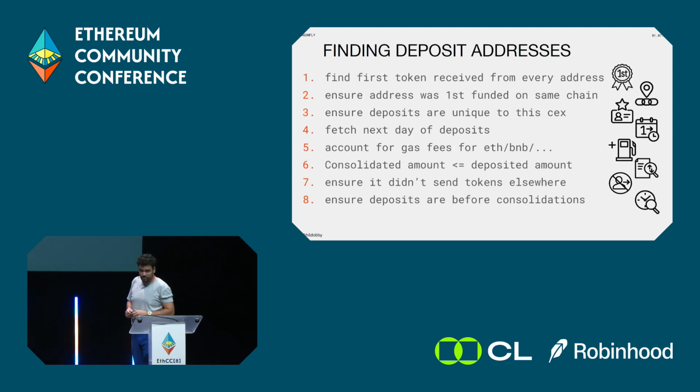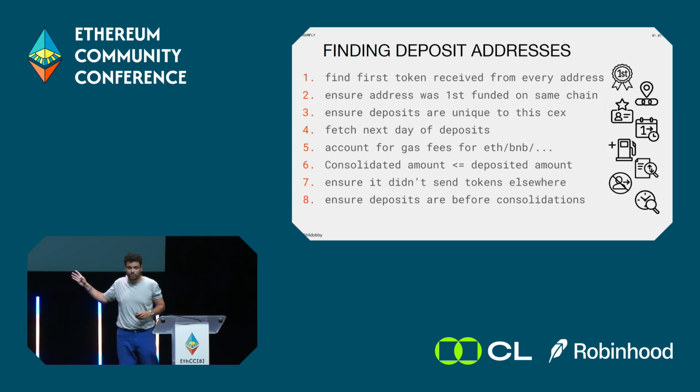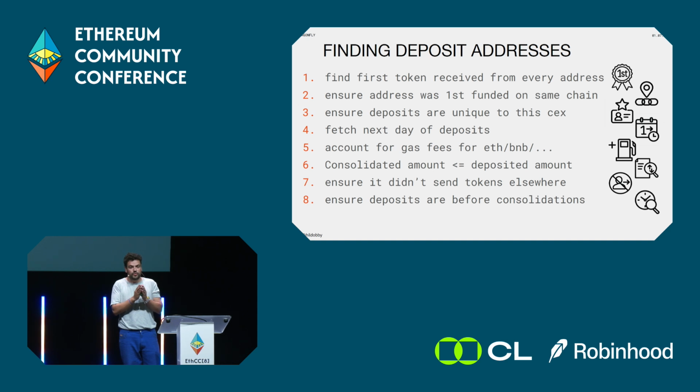This is how I tag deposit addresses. We can actually pause and take a look here. On a high level, I'm looking at the first time central exchanges receive any token from any address. So the first funding from any address, I extrapolate that one day forward, look at all the same tokens being sent, because people will do test transactions and all kinds of things. You need to account for those.